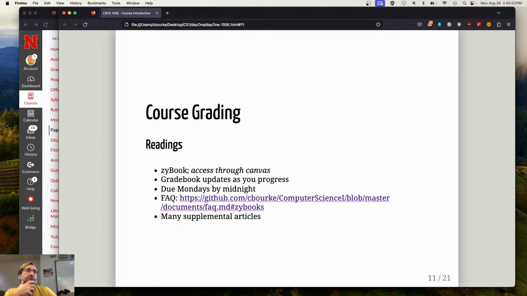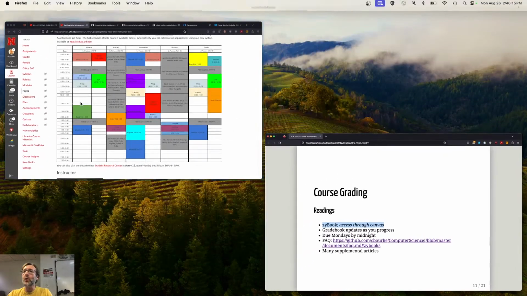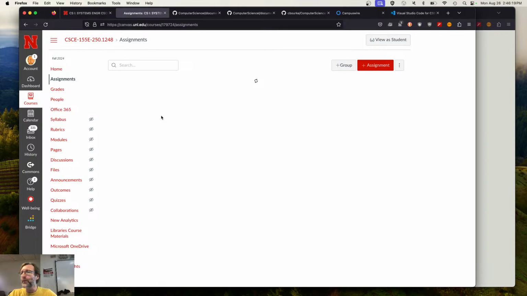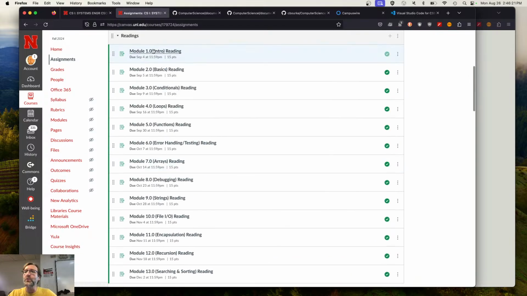Again, each one of those things we grade individually here. For example, the first one is readings, weekly readings. That's Zybook. It's accessed through Canvas. Only go through Canvas. Do not go to zybooks.com, because it will not have a callback to your Canvas profile to automatically grade you. So you need to make sure that you go through Canvas here. For example, there's Module 1 reading.